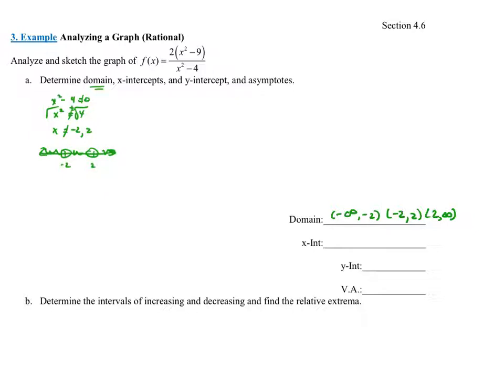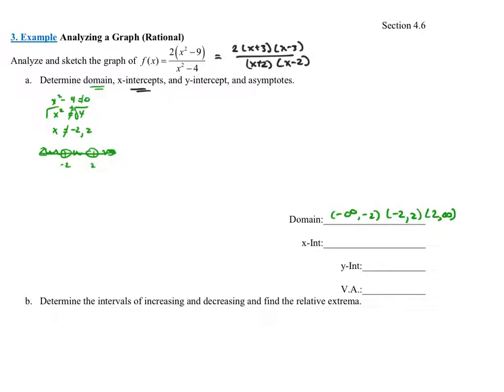Let's look at this. After we have already set the denominator equal to 0, the idea is to try to factor and simplify the rational expression. The top factors into 2 times x plus 3 times x minus 3, difference of squares. The bottom factors into x plus 2, x minus 2. And that does not factor and simplify at all. So what can I do now?